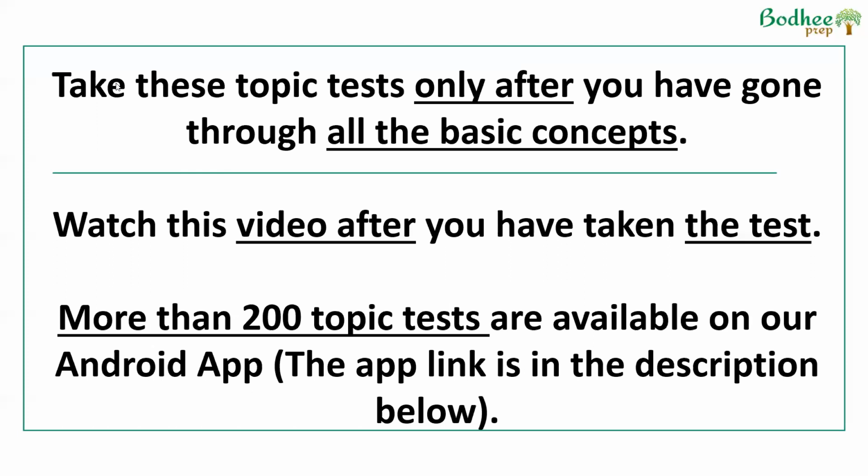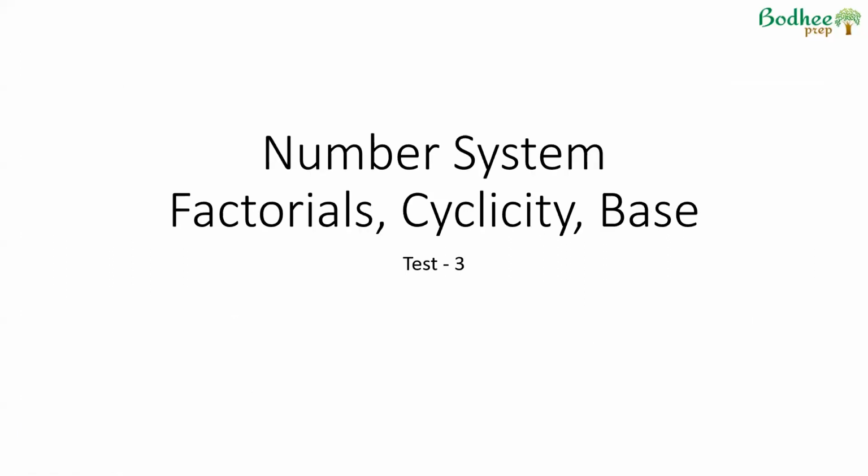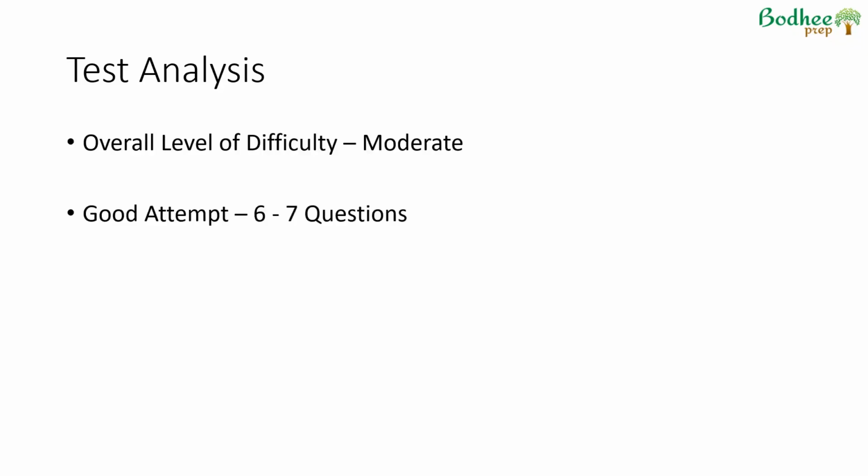This video specifically talks about test number 3 on the topic factorial, cyclicity, and base system. The overall analysis for this test is that it was a moderate level of difficulty test. About 6 to 7 questions would be a good attempt, and the time to attempt this test would be about 18 to 21 minutes.